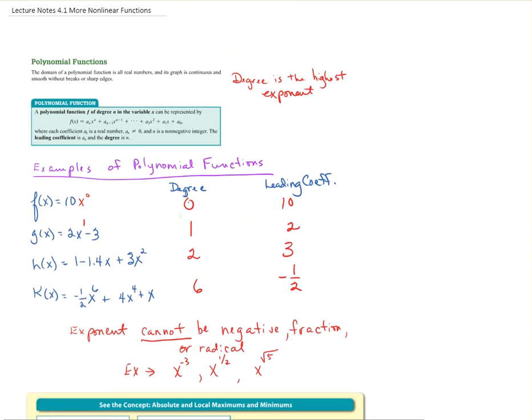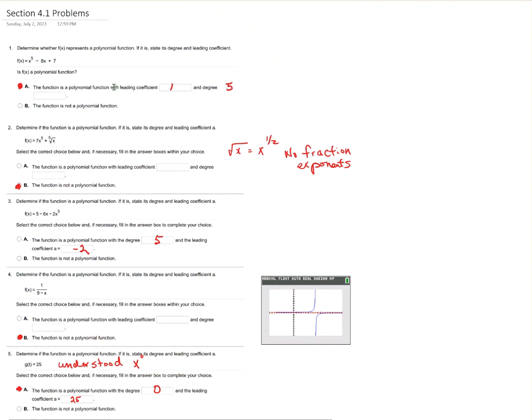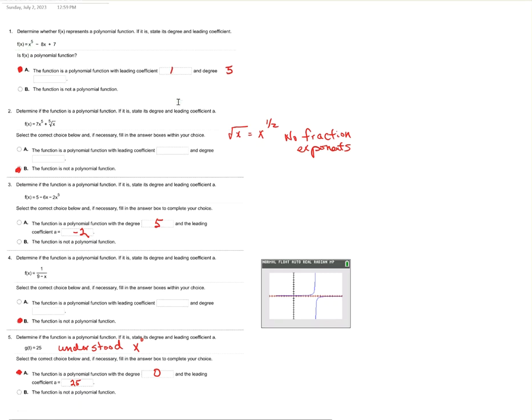All right, let's go look at our problem sets for these. All right, here are our problems. The first one says determine whether f of x represents a polynomial function. So we want to remember the parameters for that. If it is, we talk about its degree and leading coefficient. So we don't see anything here that's a problem. So this is polynomial. The degree is 5 and the leading coefficient is 1.